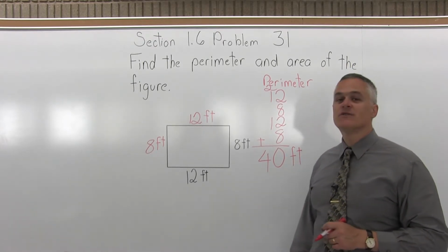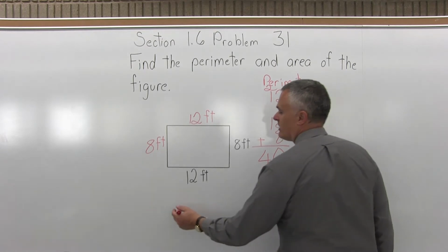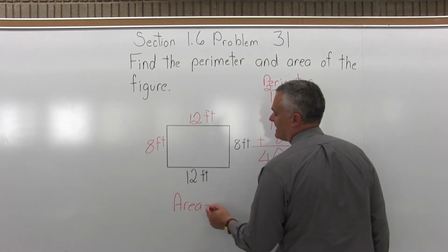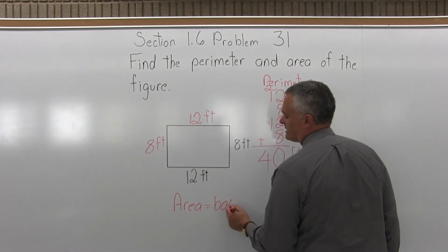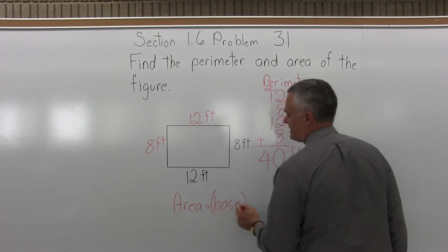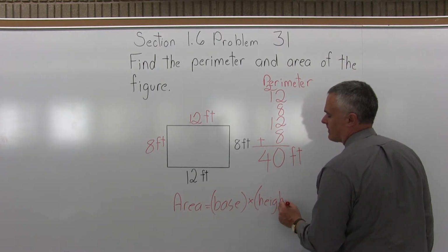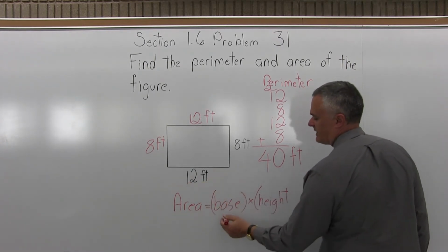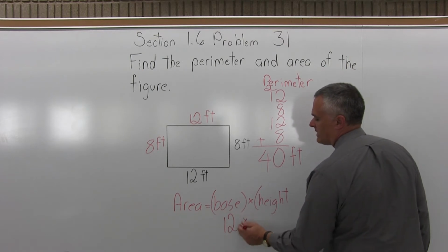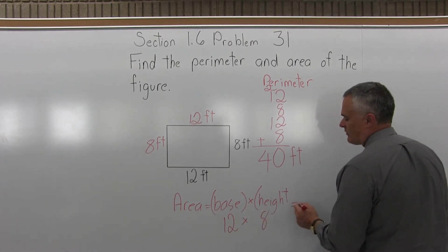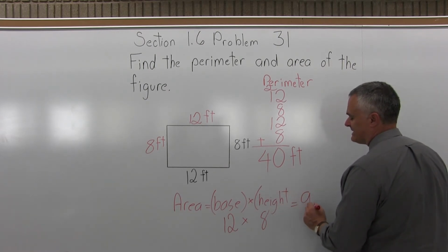Now it also asks for the area. So the area for a rectangle is either, you could say length times width or base times height, however you want to say it. It's really the same thing. I'll write base times height. So the base is 12 feet times the height is 8 feet. So 12 times 8, I know from my multiplication table, is 96.